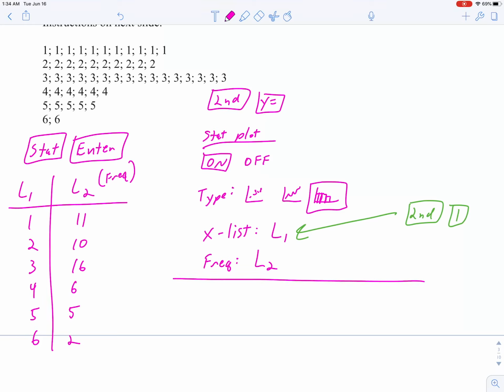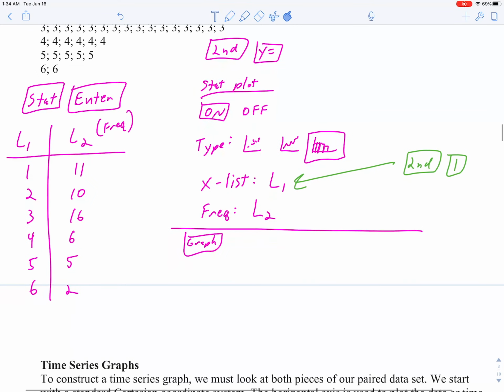Next thing you're going to do, once you have all that entered, in the very top right corner of your keypad, you see graph. You're going to hit that button. Now, several things could happen. You could have an error. You could have a weird graph. You could have nothing on your screen. There's all kinds of things that can end up happening here. What we want to see, of course, is a histogram.